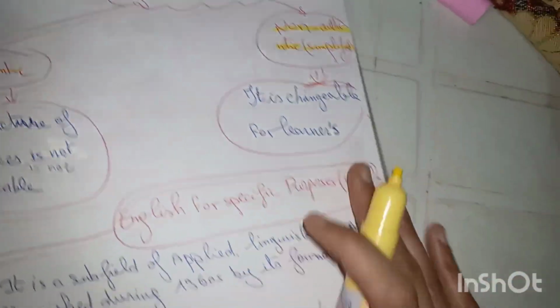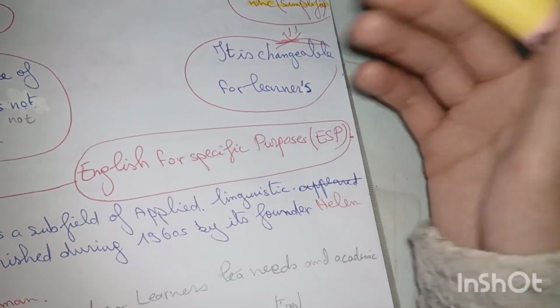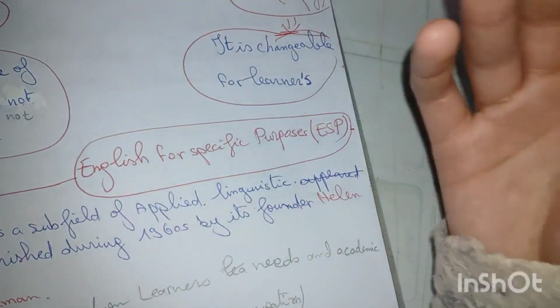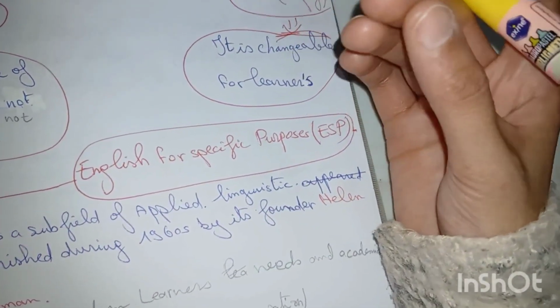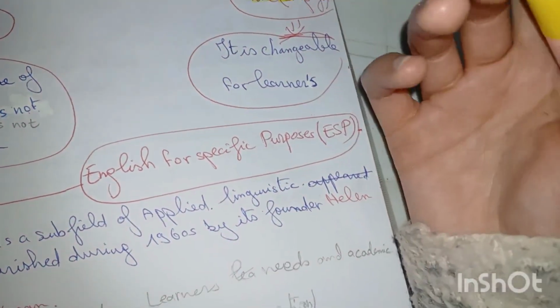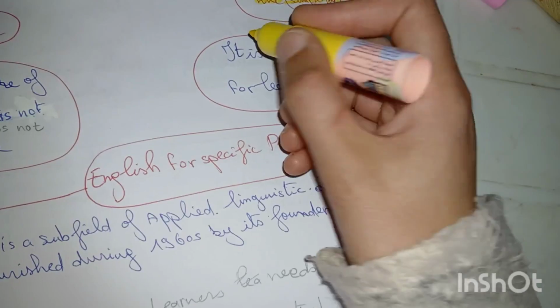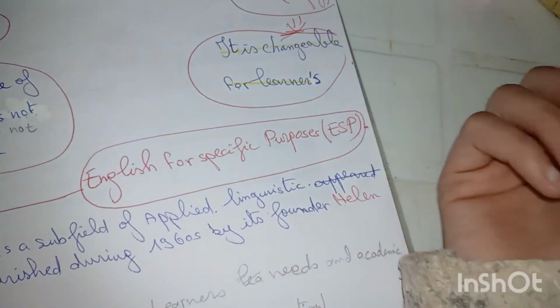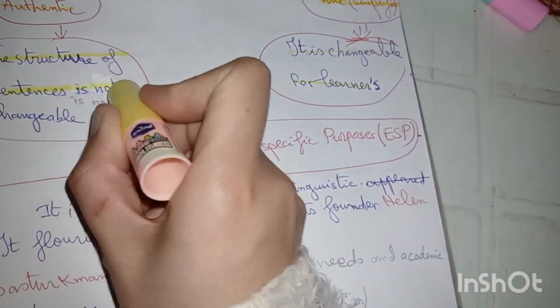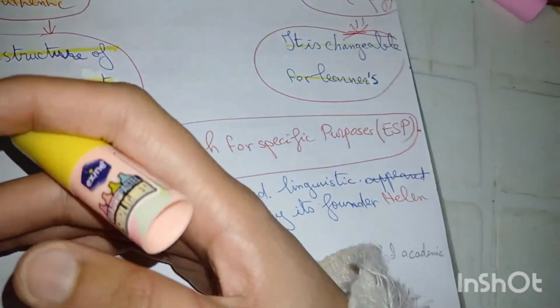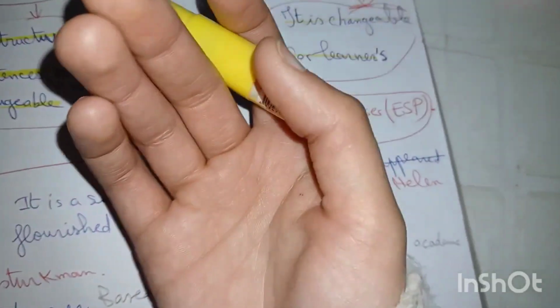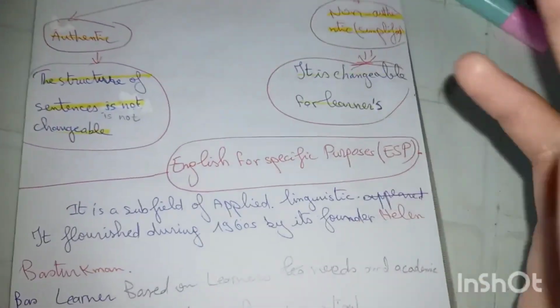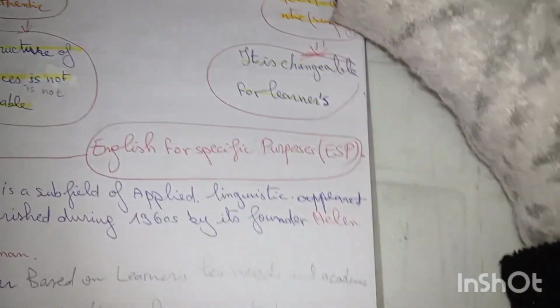We just use certain authentic materials, non-authentic materials, and even the structure of a question, of a practice or a task, it will be really easy to understand, comprehend and do. So it is changeable for learners. I'm talking about the structure of the sentence, while in authentic material the structure of a sentence is not changeable, so it is not according to the students' level. So if you understood or not, it's your own problem, because it is authentic. You need to know, you have the knowledge, and that's it.